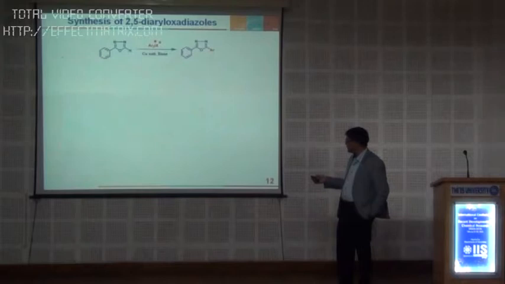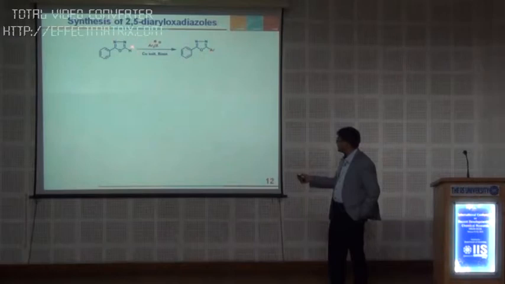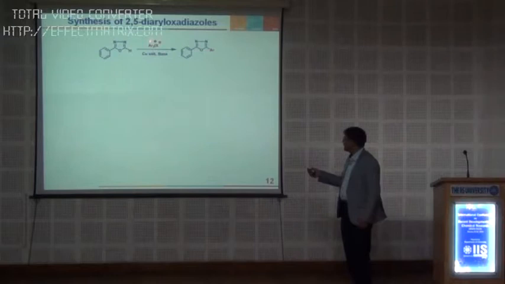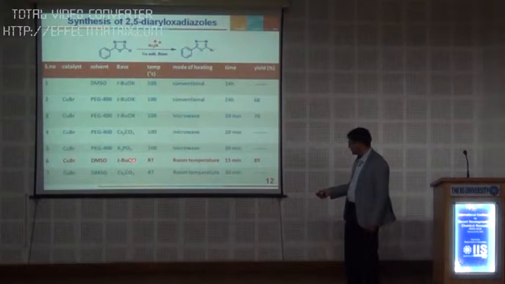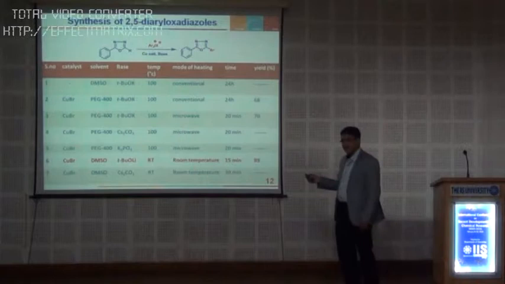But here, what we found is that simply by generating an anion at this C2 position, we can functionalize using these diaryliodonium salts in the presence of copper. That is, simply in the presence of copper bromide, DMSO, and lithium tert-butoxide at room temperature, within 15 minutes it gives the 2-aryl oxadiazoles in good yield.